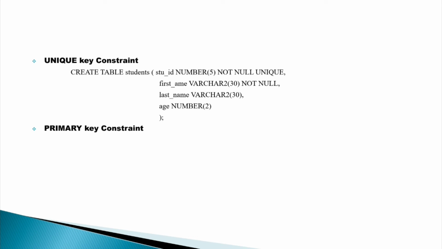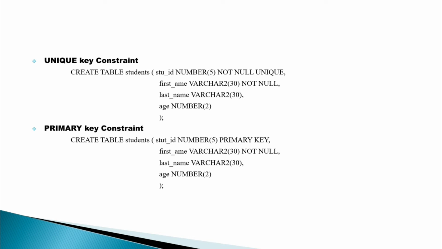If we need unique data and we do not want duplication of the data, then we can define a particular column as a primary key constraint. Here we are creating a students table. Here we are defining a primary key on the STUID. If we insert a duplicate record on the STUID, then it will not allow you to insert. If we are inserting a null value, then it will also not allow you to insert that record.